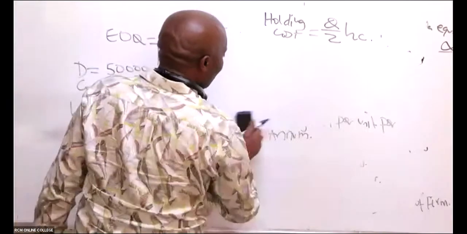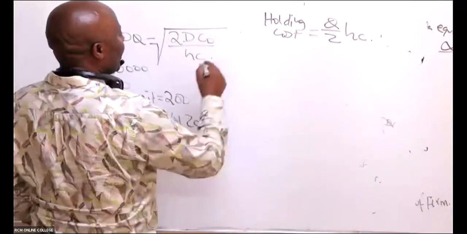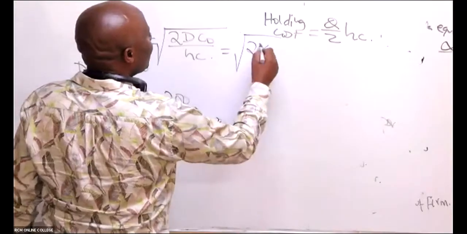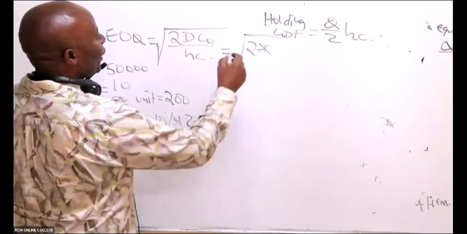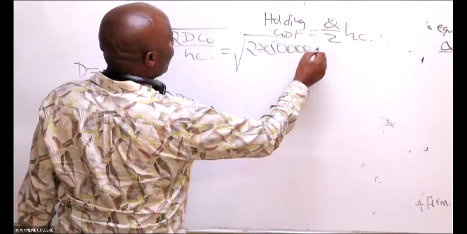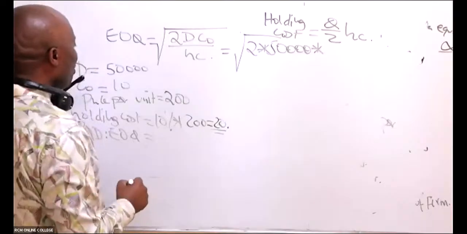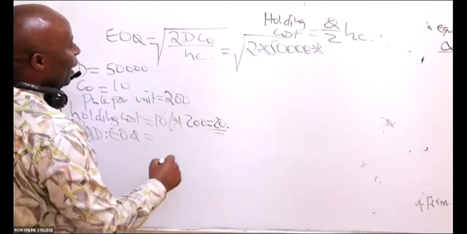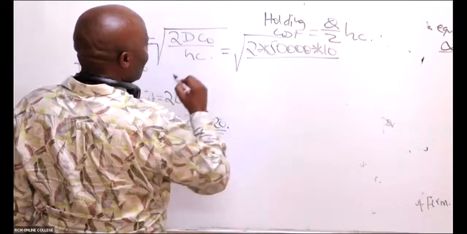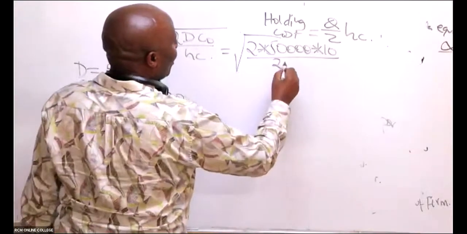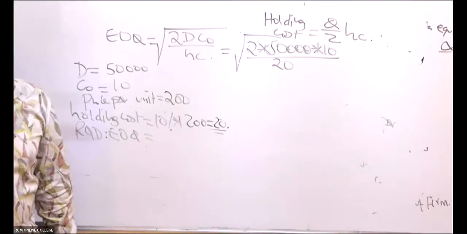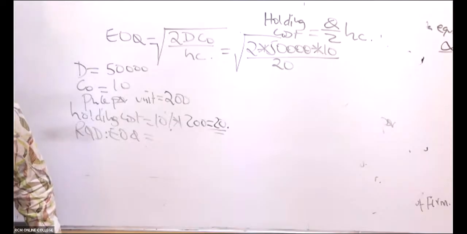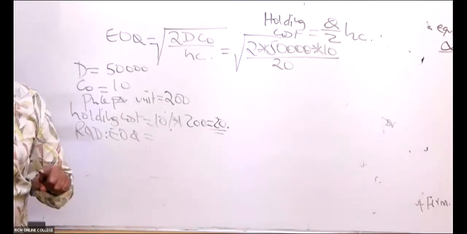Now, ladies and gentlemen, please let's go ahead and get this. So it shall be 2 times annual demand. What is the annual demand here? 50,000. 50,000 times cost per order. What is the cost per order here? Cost per order is 10, right? And then I divide this by the holding cost, which is 20. You have to be very careful. So you say 2 times 50,000 times 10. Whatever answer I get, I divide by 20. Then whatever answer I get, I take out the square root.